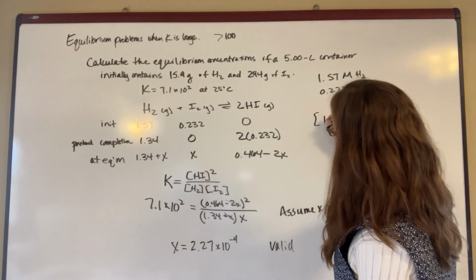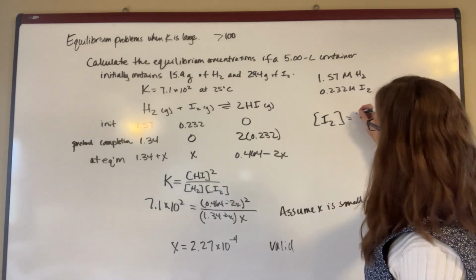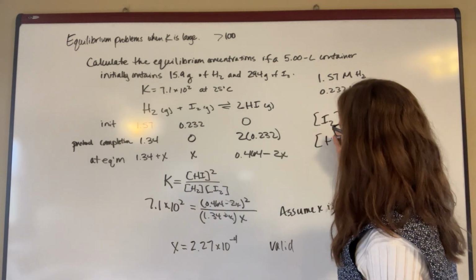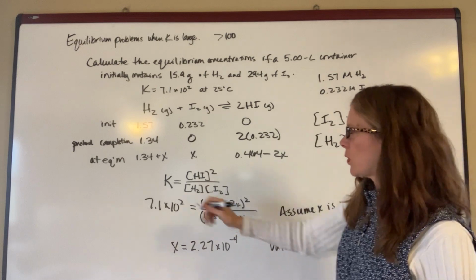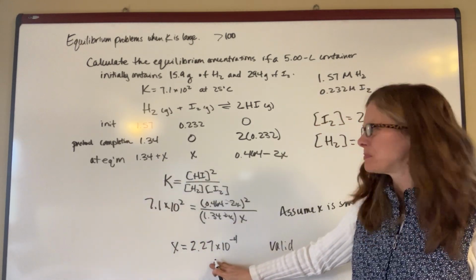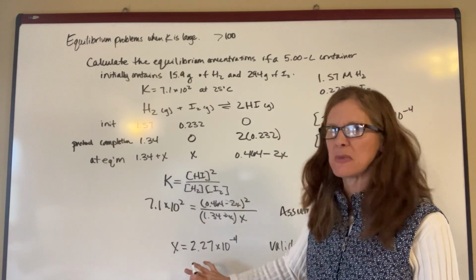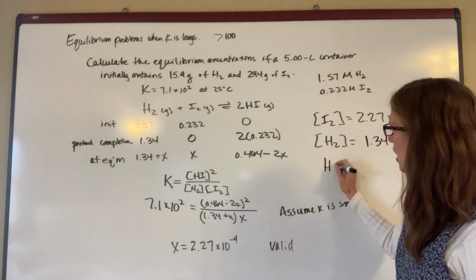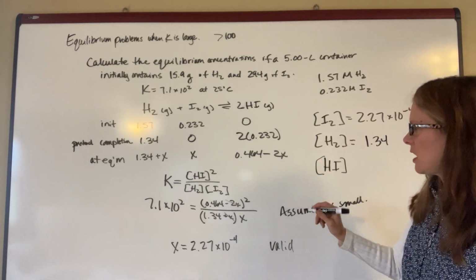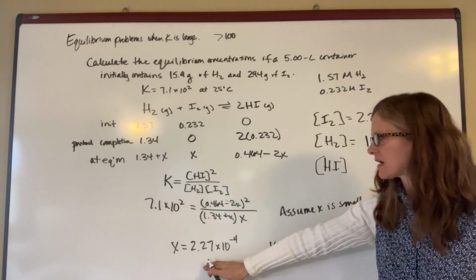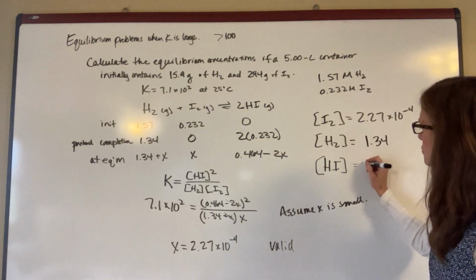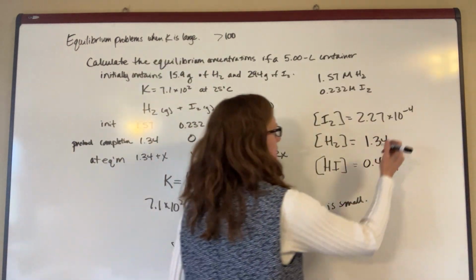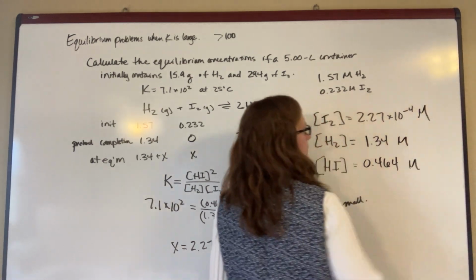Okay, now I have to actually find equilibrium concentrations, and so if this is x, that means my I2 is the same as x, so the concentration of I2 is 2.27 times 10 to the minus fourth. The concentration of H2 is 1.34 plus x, but again, it didn't affect it. It's so little, it doesn't make a difference. So this is 1.34, and then for my HI, it's going to be 0.464 minus 2 times x. Again, this is too small to make a difference, so this is 0.464. Okay? And all of those would be molarity.